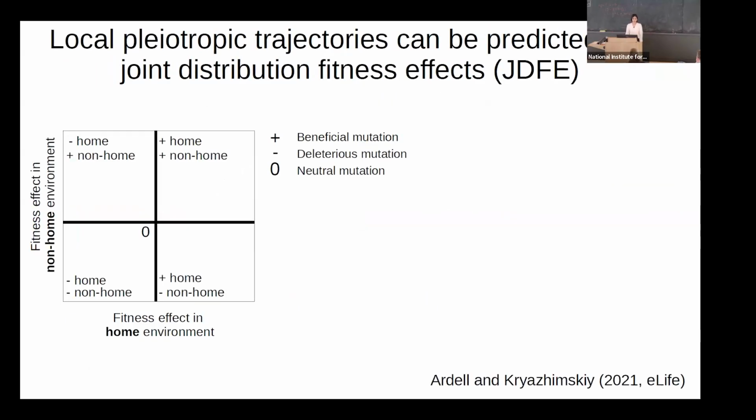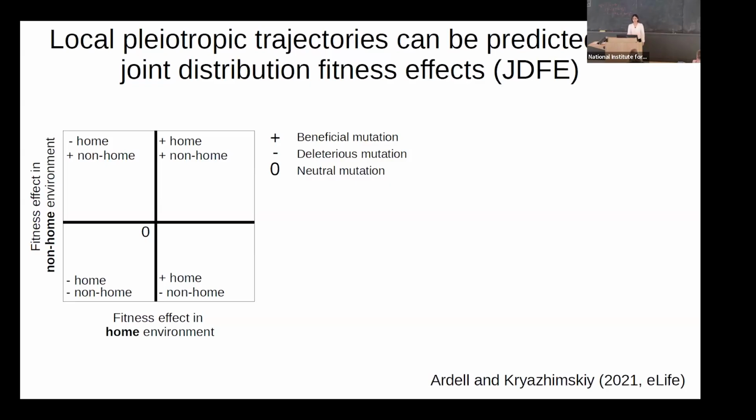Our lab has come up with a framework to understand this, which is known as the joint distribution of fitness effects, or the JDFE. Here on the x-axis, I have the fitness effect in the home environment, and on the y-axis, I have the fitness effect in the non-home environment. These bold lines show us the neutral mutations in both of these environments. Then we divide this XY plane into beneficial mutations in both environments, deleterious in both environments, beneficial in one, deleterious in the other.